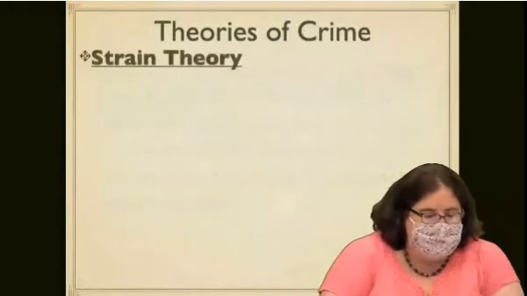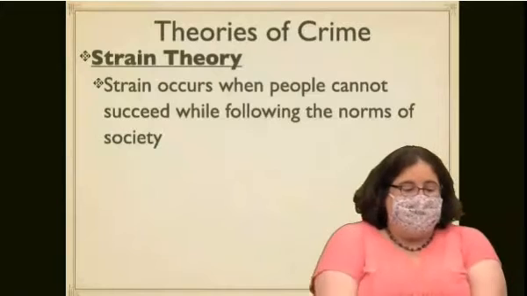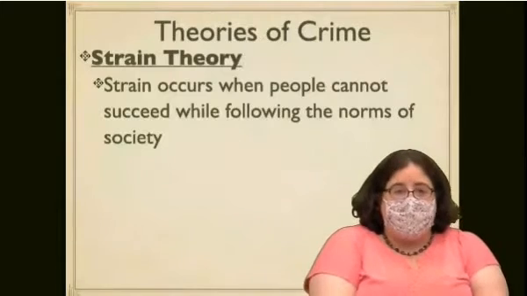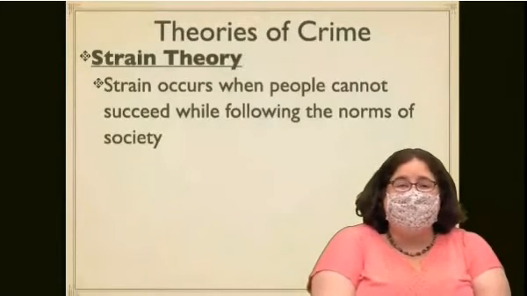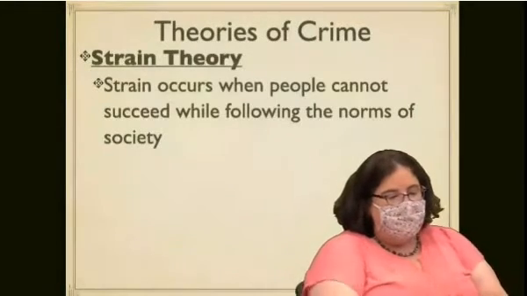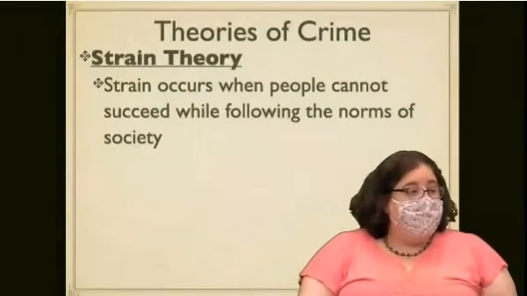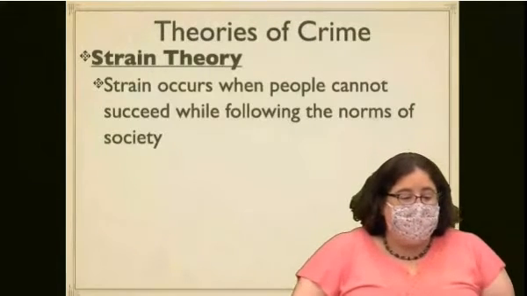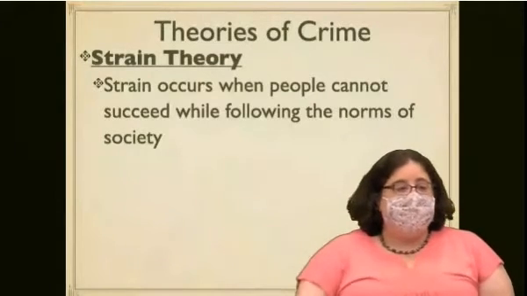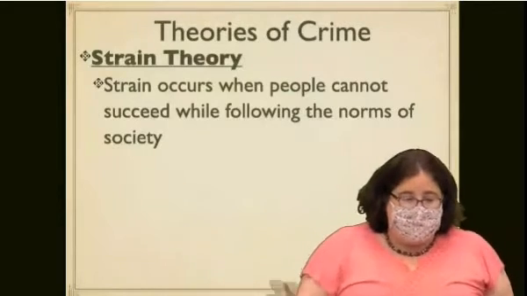All right, last but not least is something called strain theory. I mentioned the word strain a second ago. I said people in poverty often have more economic strain. So strain occurs when people cannot succeed even while following the norms of society. Society says if you work hard, you're going to get the American dream. All you got to do is work hard. So somebody who works their butt off and is still in poverty or working poor is experiencing strain, because society tells them they should have succeeded, and yet they don't have evidence of success.